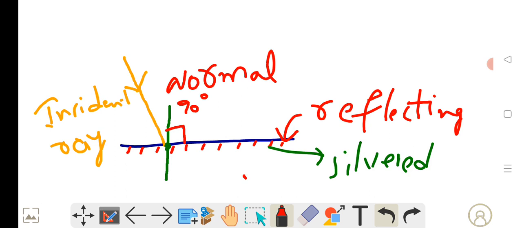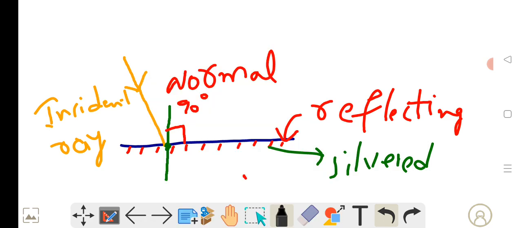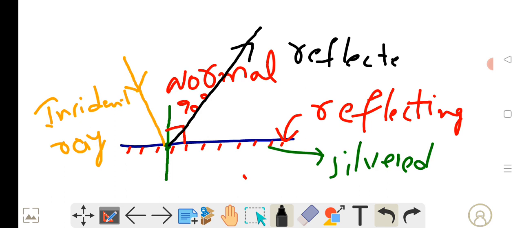Now where do you draw your reflected ray? It always bounces back to the other side of the normal. This is the reflected ray. Check the arrow marks also. The incident ray's arrow mark is towards the mirror and the reflected ray's arrow mark is away from the mirror.